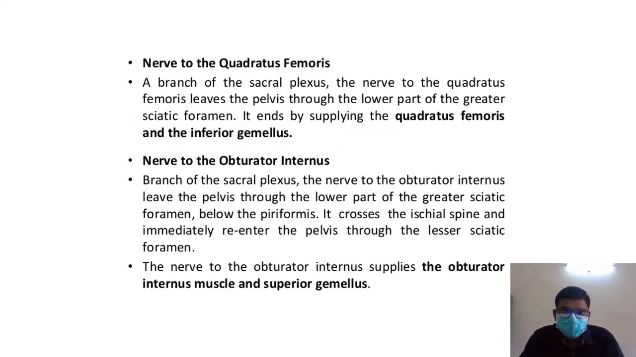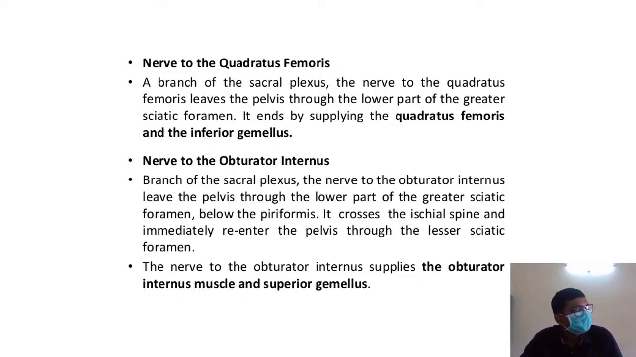Now let us see the nerve to the quadratus femoris, a branch of the sacral plexus. The nerve to the quadratus femoris leaves the pelvis through the lower part of the greater sciatic foramen, and it ends by supplying the quadratus femoris muscle and also the inferior gemellus muscle.